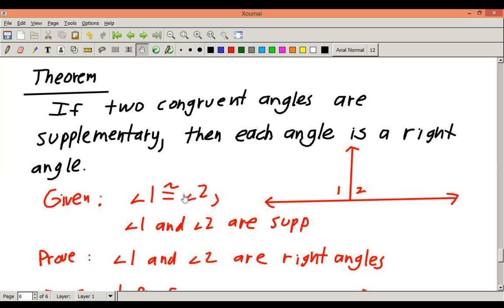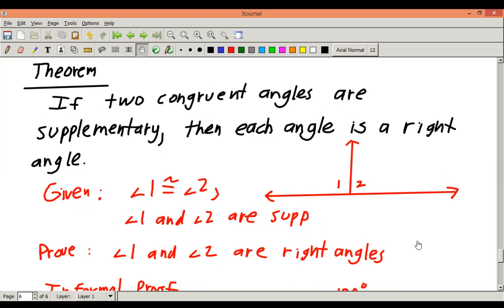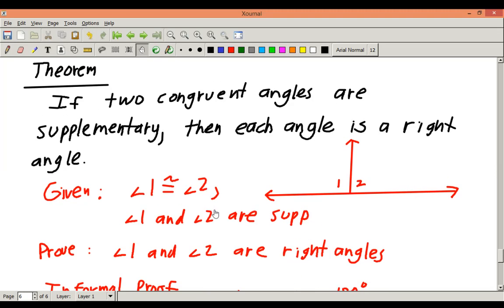So I drew a little picture there for us for the visual learners. We're given that angle 1 is congruent to angle 2. That's part of your given, right? If two congruent angles, and we're also saying that they're supplementary. So our if statement is that two angles are congruent and they're supplementary. So that's all written in the given.